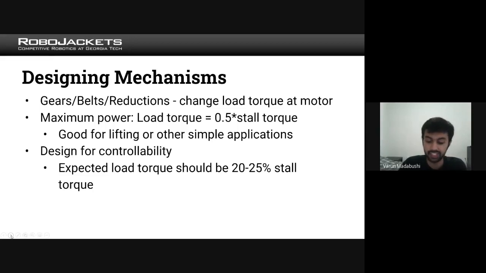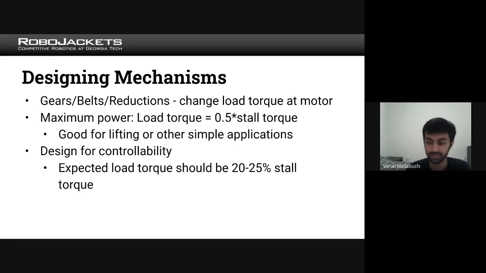Whenever you design with a motor, the motor is going to spin at whatever speed it's designed for. And you, as the designer, can make the choice between torque and speed on the output by adding gears or some machinery or some reduction. If you want your motor to apply the most amount of power that it possibly can, you need to make sure that the load torque is 0.5 times the stall torque. You can do this just by adding a gear ratio so that the torque experienced by the motor is more or less.